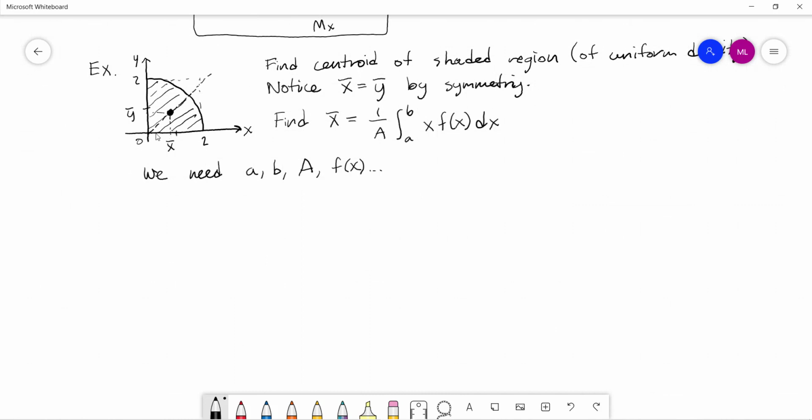A and b are easy enough. When I integrate this region, I need to integrate between 0 and 2. So a and b are 0 and 2.